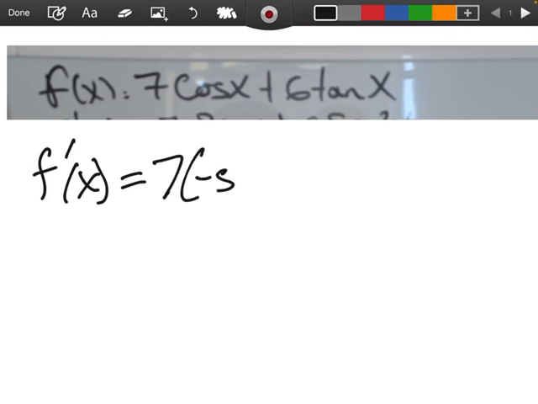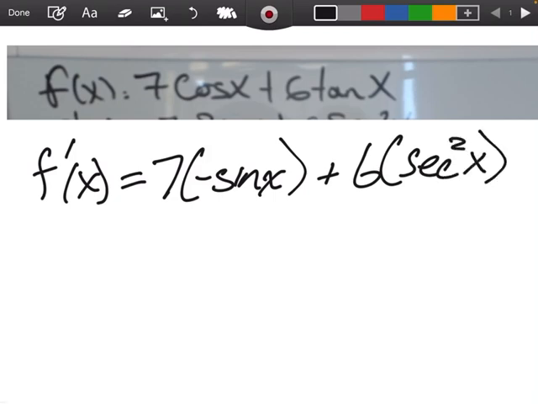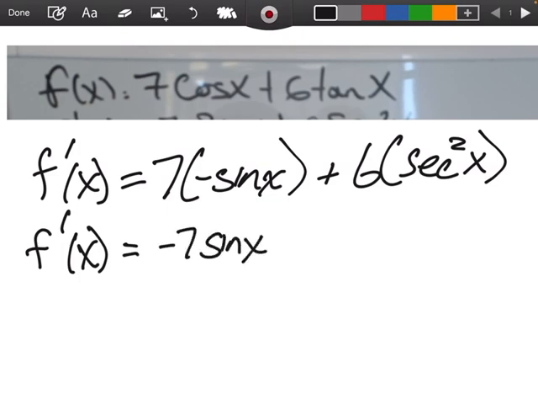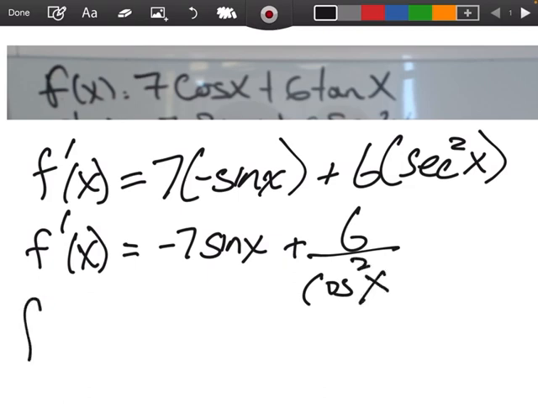7. So the derivative of cosine is a minus sine x plus 6. Now the derivative of tangent should be secant squared x, right? So then my f prime of x, y'all, is going to look like this. It's going to be a negative sine x plus, and I'm doing this just because of the way my calculator works. Remember, secant squared is the same thing as 1 over cosine squared x, right?